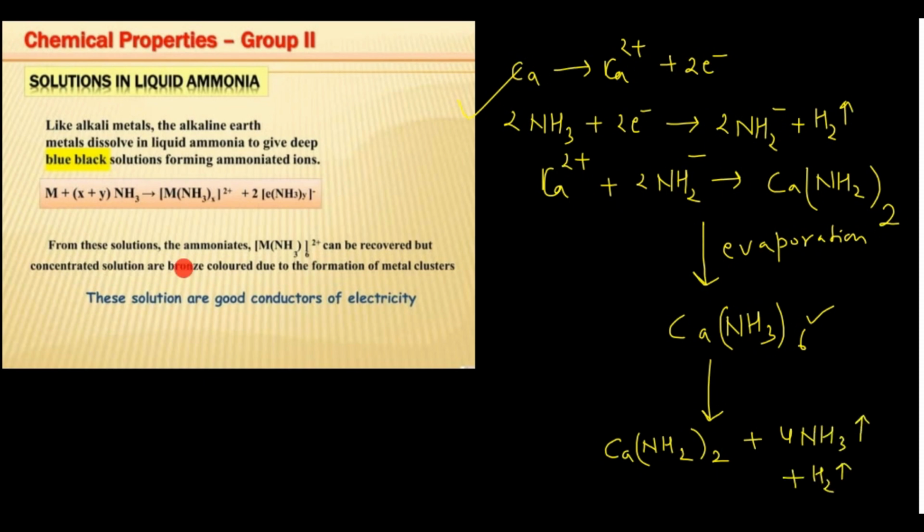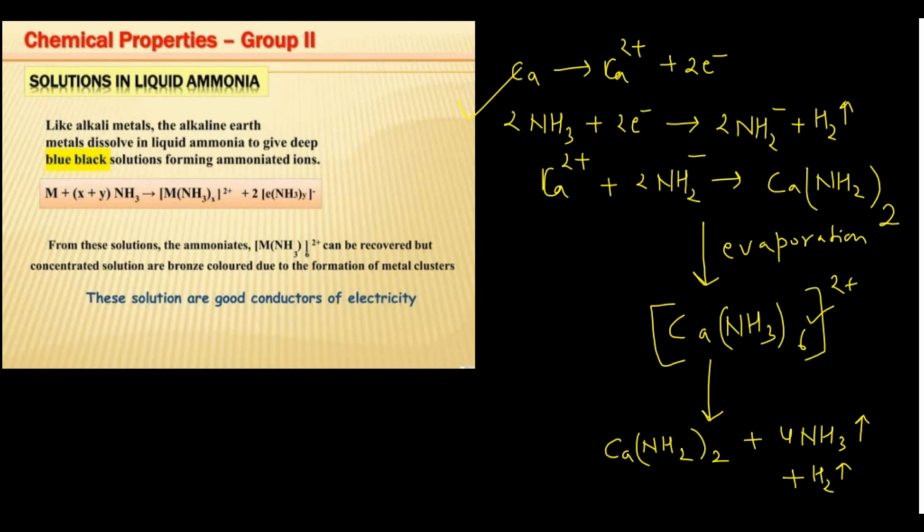The reaction goes like that, and the concentrated solution of the metal is bronze in color, which is written here. So this is the ion, you should remember. I have written it just like that, but I made a mistake: it should be 2 positive, sorry, I should have written it like that. So this reaction sequence is also important for you.